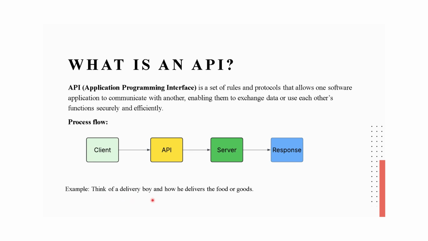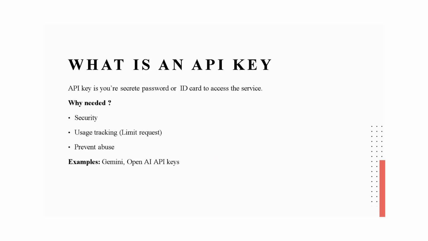Here is another very simple example. Think of a delivery boy and how he delivers food or goods. Let's say API is like a Swiggy or Zomato delivery boy. You are the customer or client. The restaurant kitchen is like the server, and the delivery boy is the API. And the API key is your unique order ID. The delivery boy collects the food from the restaurant, gives it correctly to your location, and identifies the customer with the help of a unique order ID. It is like an API key.